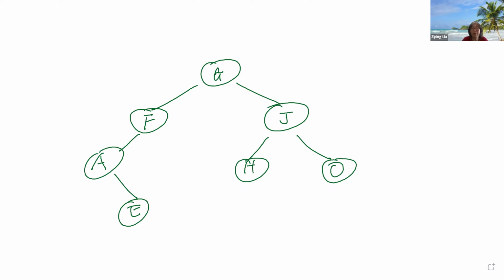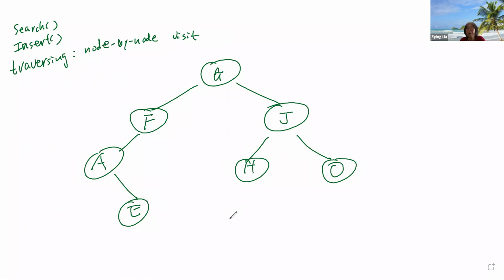Okay, we already discussed search and insert. Now we want to discuss traversing. What is traversing? It means visiting node by node. But for a binary search tree, how do we do a node by node visit? How do we follow? This is going to be interesting.